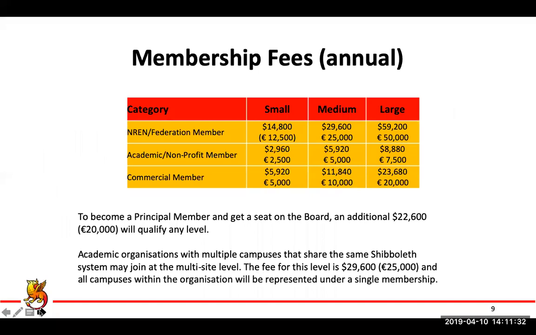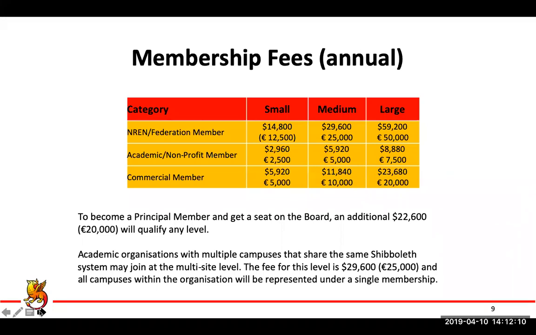For anyone who is interested in joining, we've kept the membership fees the same since the last increase at the start of 2017. The row that most of you are going to be interested in looking at here is the middle one, the academic or non-profit member. We have a fair spread of institutions at the small, medium and large tier. There's a little bit more information on the shibboleth.net website about how those tiers are put together, and I'm also happy to discuss with anyone where an institution would fall if you are interested in joining.